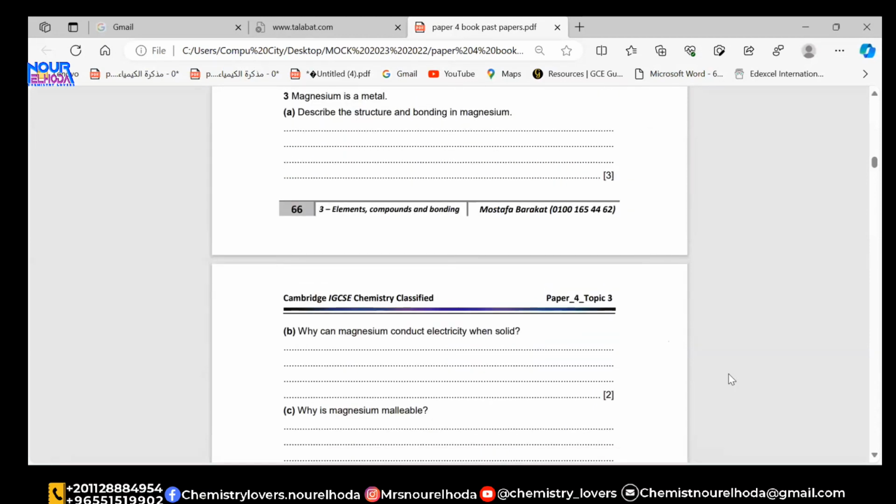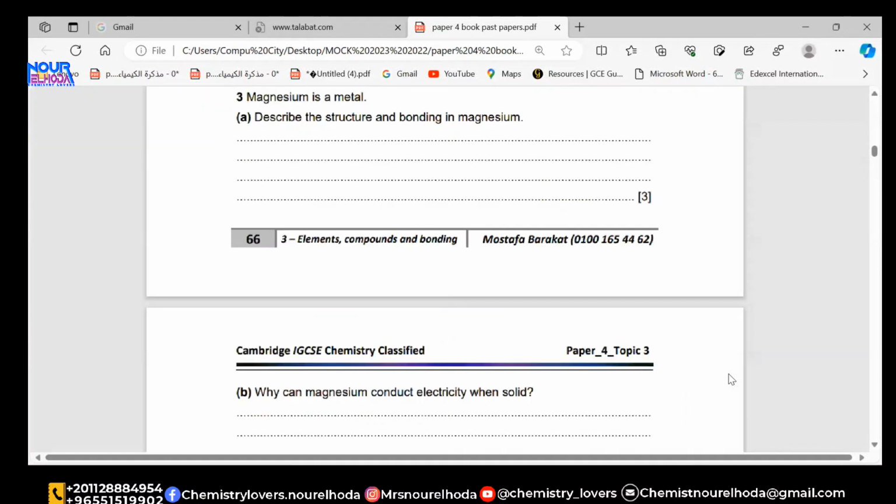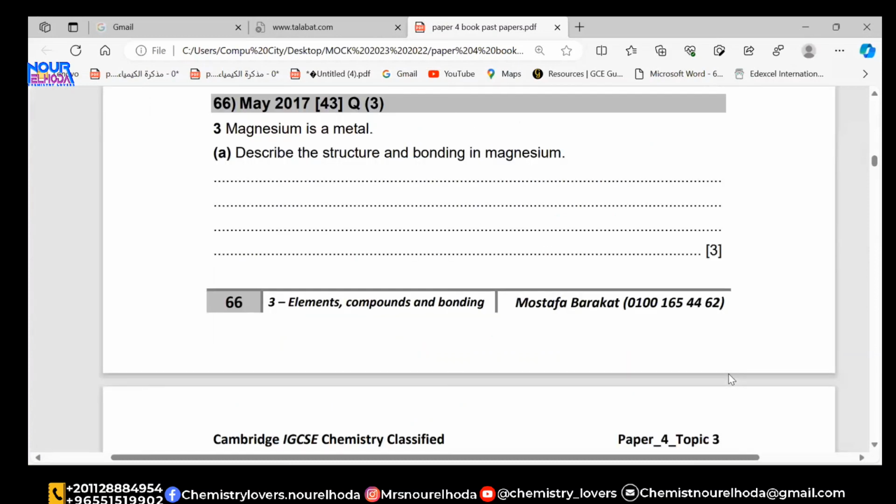Let's take this question. This is again a very important question, for Cambridge and for Edexcel, you're going to be asked the same question. He is going to ask you to describe the structure and bonding in magnesium. So how should I do this? There is a difference between two questions. In one question he will say describe the bond, and in another he will ask what's meant by the metallic bond. If he asks you to describe and it's a 3 marks question, how should I answer it?